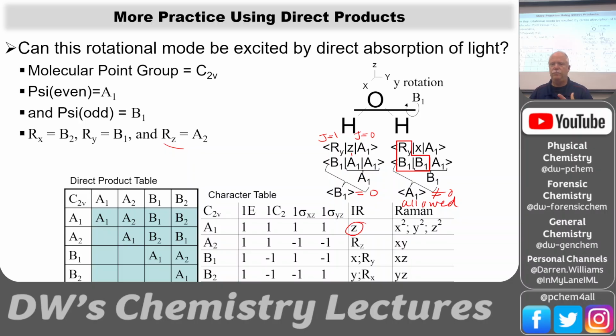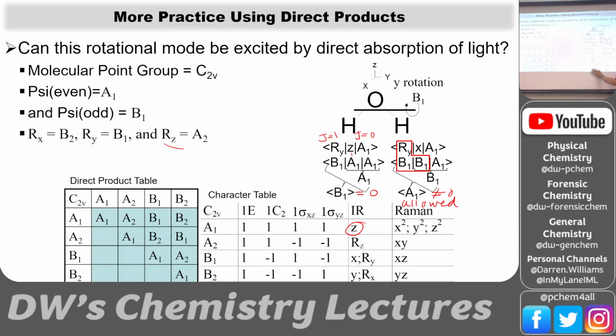So we can pretty much say if I've got rotation around Y here, it's going to be X polarized light that causes it to absorb. And if I have rotation around X, it's going to be Y polarized light that allows it to absorb. Because if I'm going from an A1 level to a B1 level, the A1 isn't going to change anything. I need something to interact with this B1 level. In other words, I need another B1 to make this pairing into an A1.